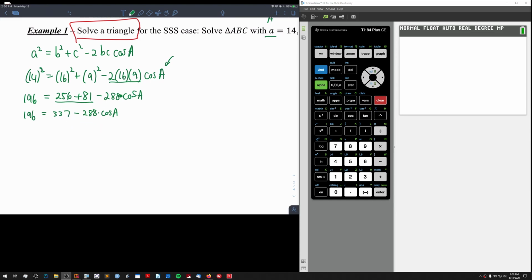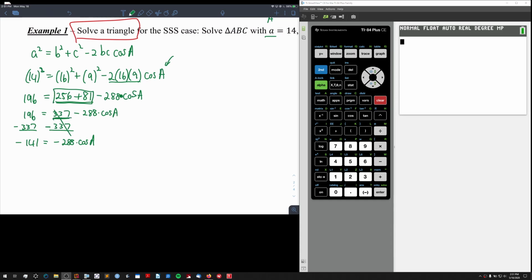Okay? So what you do is do what you can do, which is subtract this from both sides. And then what you get is negative 141 equals negative 288 times cosine A. Alright. So please, again, don't be tempted to combine these three things. You can't do that because there's multiplication here. So you need to combine the two things that you can.